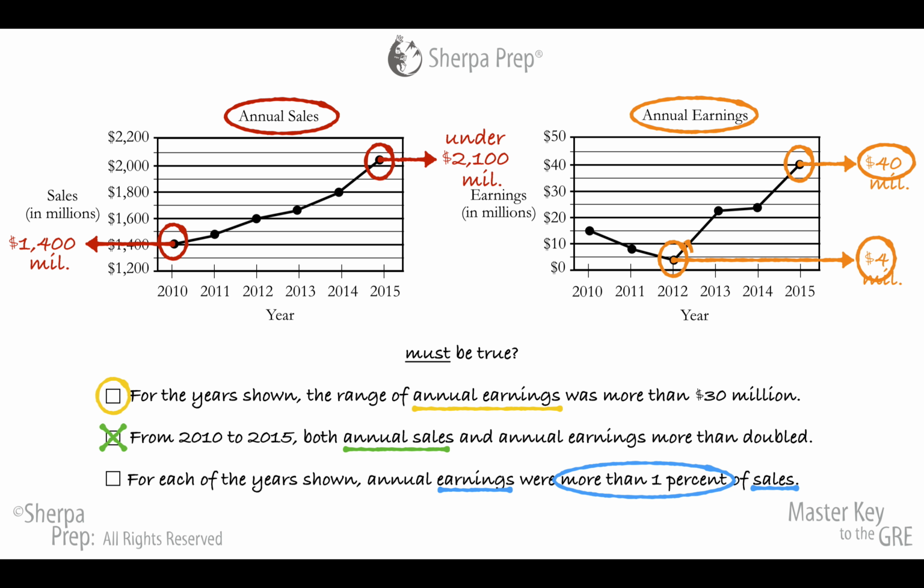And in 2012, we can see that earnings were a shade under 5 million. Let's call them 4 million. The sales for that year, of course, were about 1,600 million. And 1% of that would be 16 million.